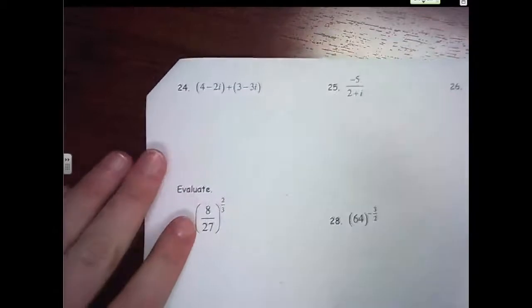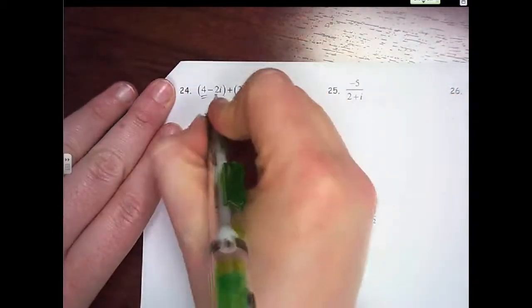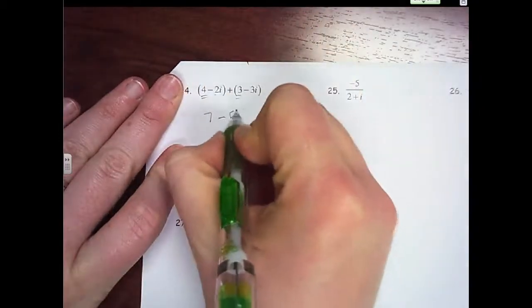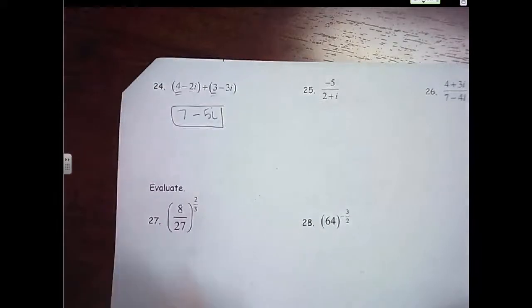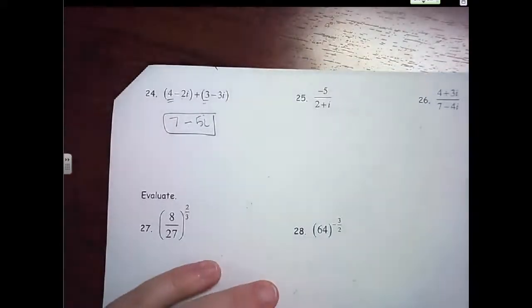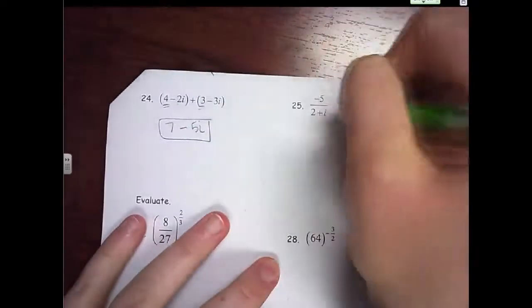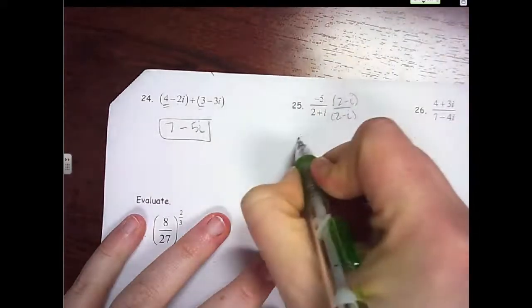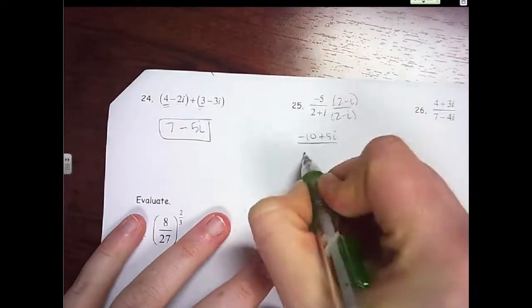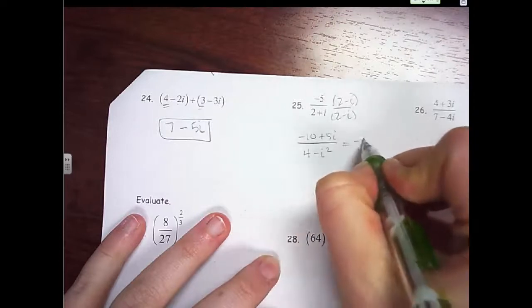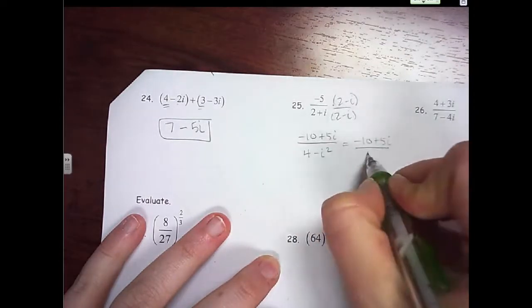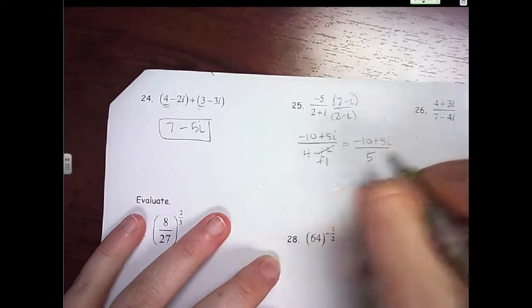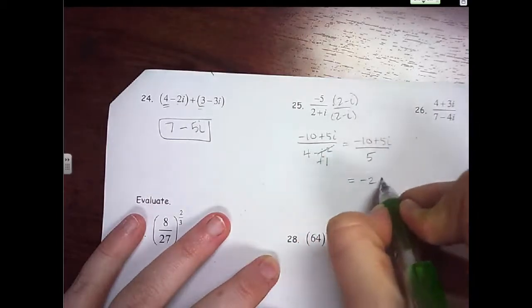Number 24. Just combine like terms. So 4 plus 3 is 7, negative 2i minus 3i. Oops, that is negative 5i. Number 25. Multiply 2 minus i over 2 minus i. So distribute on the top, negative 10 plus 5i. On the bottom, 4 minus i squared. That turns into plus 1, so 5. Everything's divisible by 5, so negative 2 plus i.